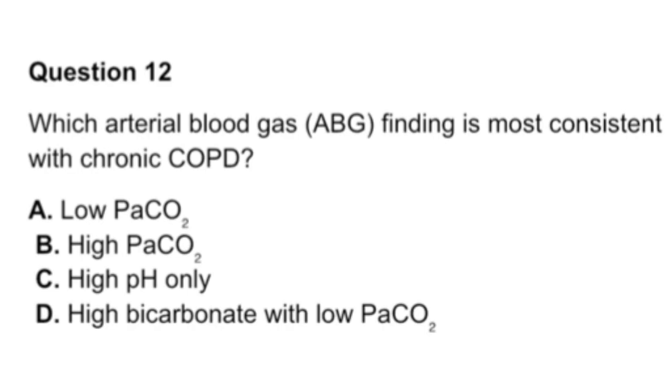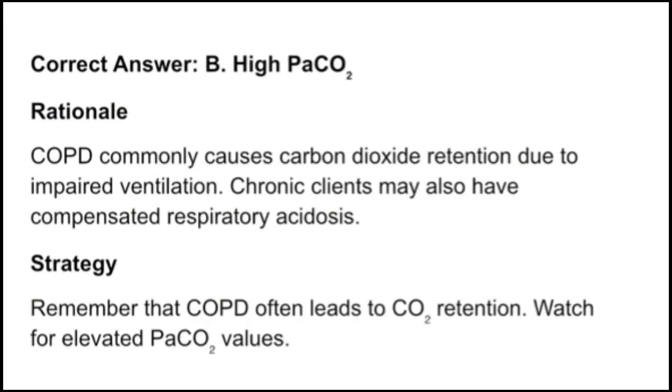Question 12. Which arterial blood gas, ABG, finding is most consistent with chronic COPD? A. Low PaCO2. B. High PaCO2. C. High pH only. D. High bicarbonate with low PaCO2. Correct answer, B. High PaCO2.